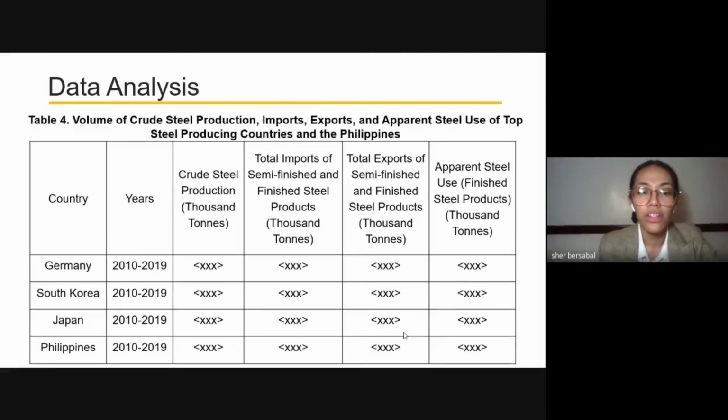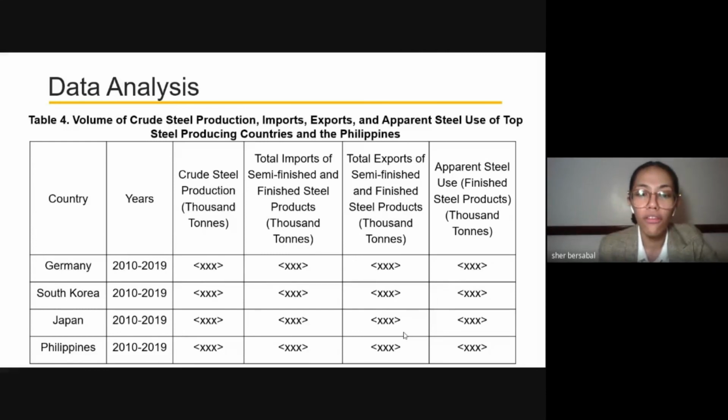And the last table, Table 4, presents the total volume of crude steel production, total imports, and total exports of semi-finished and finished steel products, and apparent steel use of finished steel products of the top steel producing countries compared to the Philippines. The selected countries are Germany, South Korea, and Japan, since these countries are ranked as top steel producers according to the World Steel Association as of 2020.